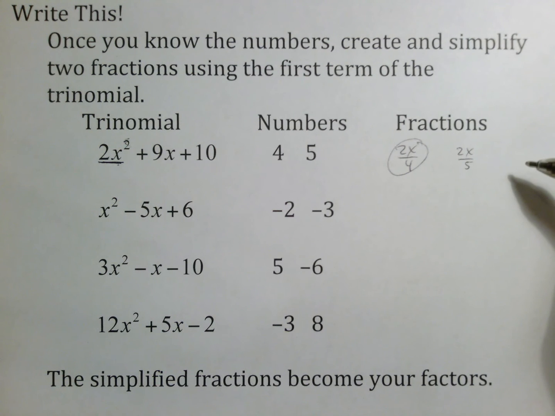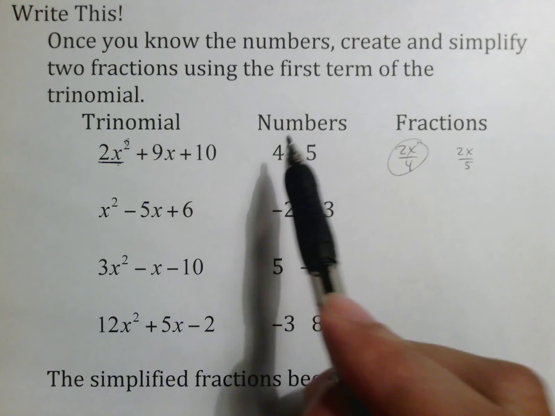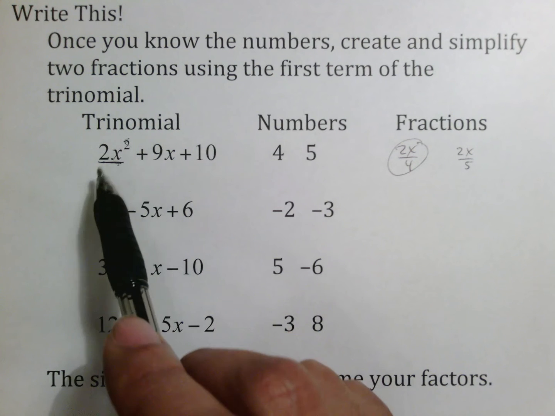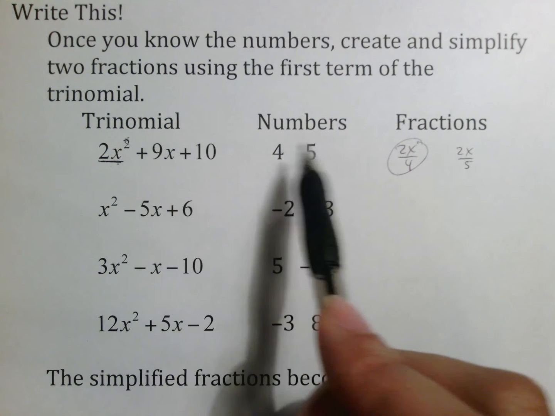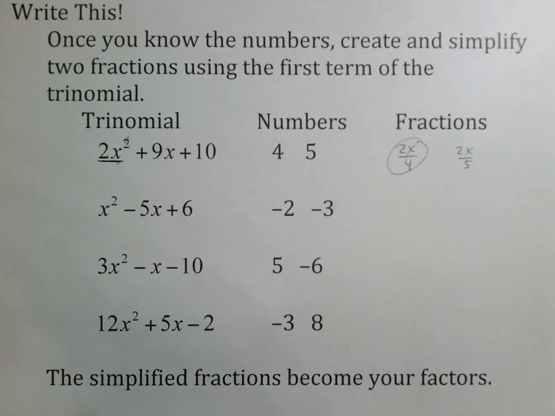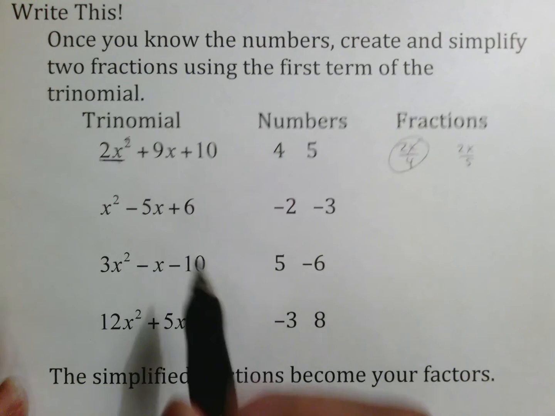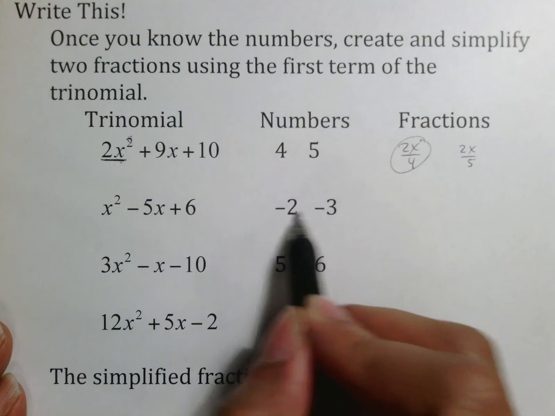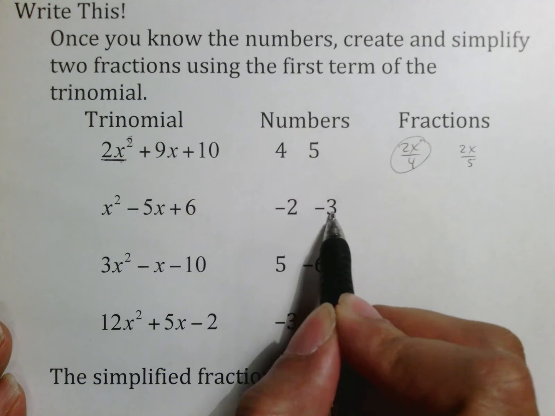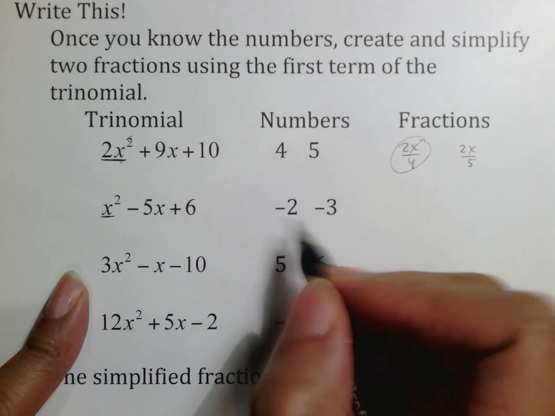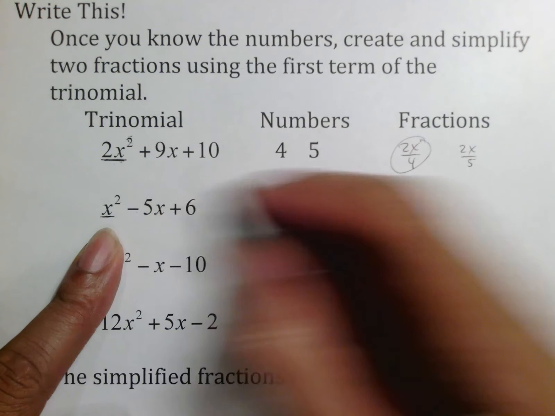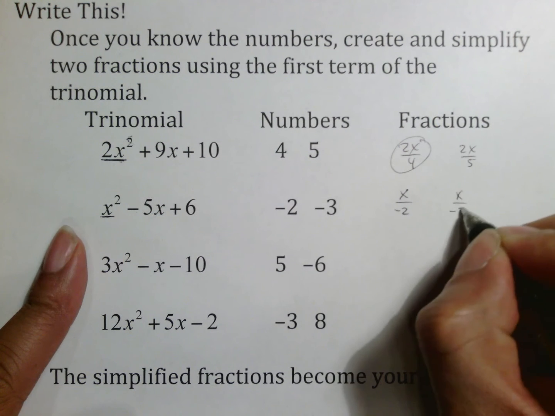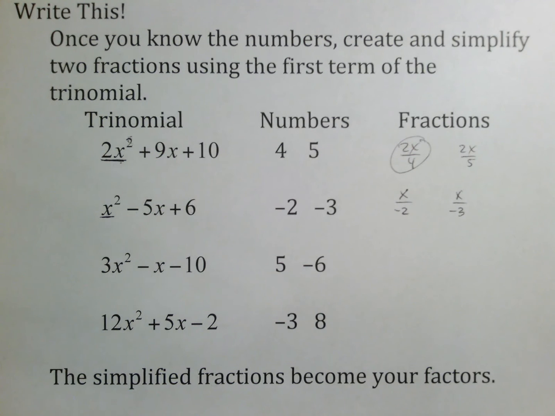So again, given this trinomial and these two numbers, you start by taking just the base. Don't take the exponent, but you take this over the numbers. Same thing here. If you had x squared minus 5x plus 6 and you knew the numbers were negative 2 and negative 3, which we would find on our own, you simply take this term, and you can underline it, but you don't take the squared. You simply put x over negative 2, and you put x over negative 3. That is all.